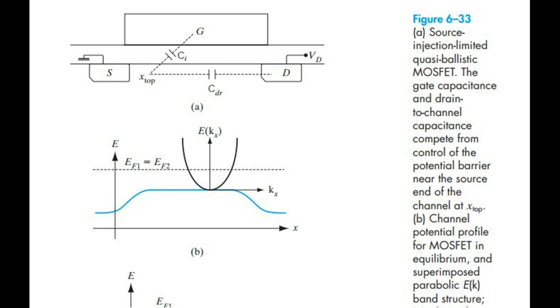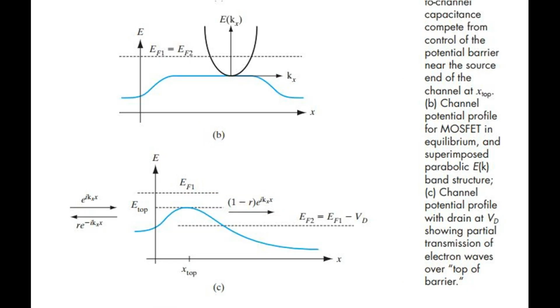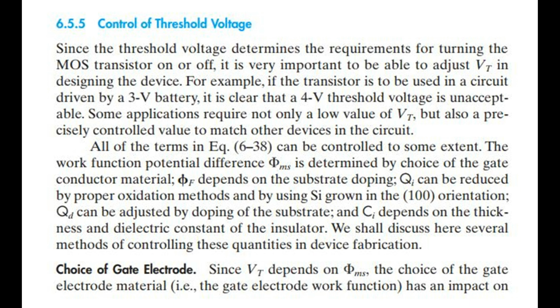Control of threshold voltage. Since the threshold voltage determines the requirements for turning the MOS transistor on or off, it is very important to be able to adjust Vt in designing the device. For example, if the transistor is to be used in a circuit driven by a 3-volt battery, it is clear that a 4-volt threshold voltage is unacceptable. Some applications require not only a low value of Vt, but also a precisely controlled value to match other devices in the circuit. All of the terms in Eq. 6.38 can be controlled to some extent.